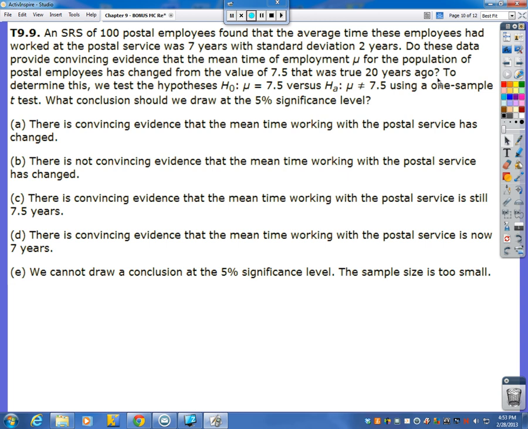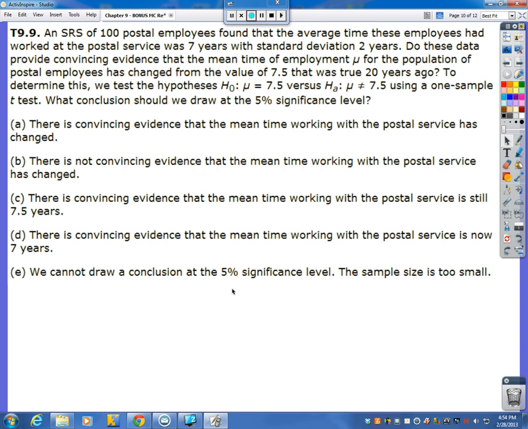Number 9. A simple random sample of 100 postal employees found that the average time these employees had worked at the Postal Service was 7 years, with a standard deviation of 2 years. Do these data provide convincing evidence that the mean time of employment, mu, for the population of postal employees has changed from the value of 7.5 that was true 20 years ago? To determine this, we test the hypothesis that mu is 7.5 versus it is not equal to 7.5 using a one-sample t-test. What conclusion should we draw at the 5% significance level?